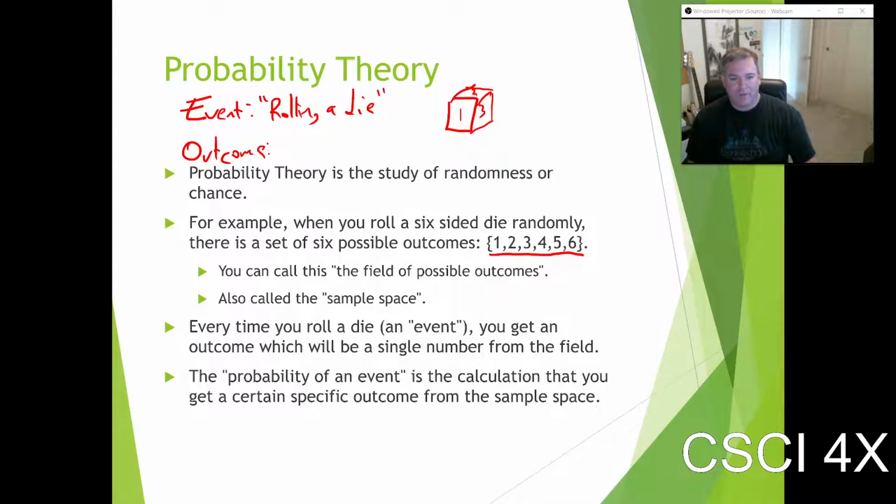Okay. So the outcome would be a number from 1 to 6. Okay, so the event, you roll a die. The outcome, the number is 1 to 6. Okay. So some people call this the field of possible outcomes. So, you know, look at what possible outcomes you can get. You can get a 1, 2, 3, 4, 5, 6. Sometimes people call this the sample space.